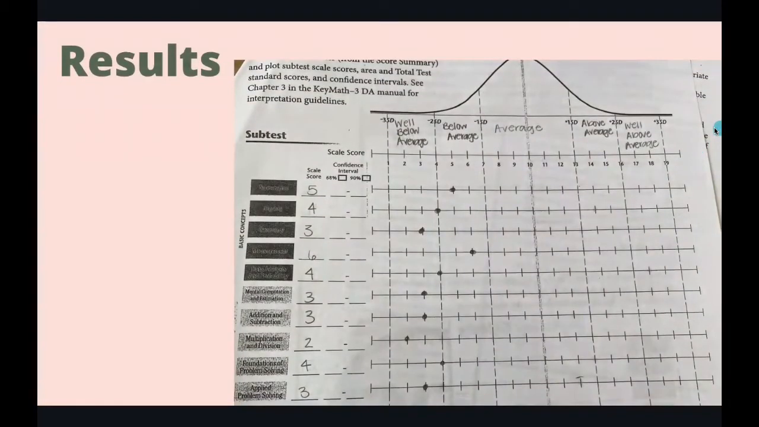So this shows her results in a graph. As you can see, most of her results fall below average and well below average. For below average, that would be numeration and measurement because those were her highest scores. And then all of the other categories fall well below average. And like I said, her lowest scores are in addition and subtraction and multiplication and division.